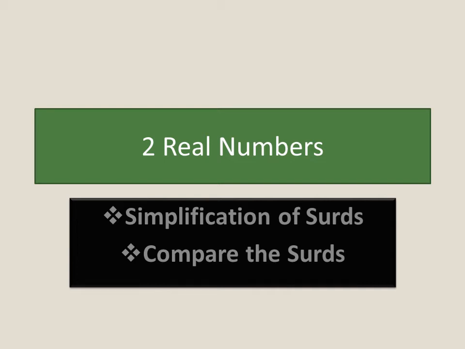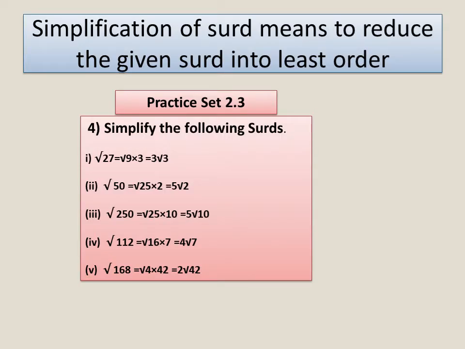Hello students, good morning. Today we are starting our second lesson, real numbers: simplification of surds and comparing surds. These two types we want to see today in this lecture. Now what is the meaning of simplification? Simplification of a surd means to reduce the given surd to its least order. That means the maximum number inside the square root should be taken out, such that its root cannot be taken further.